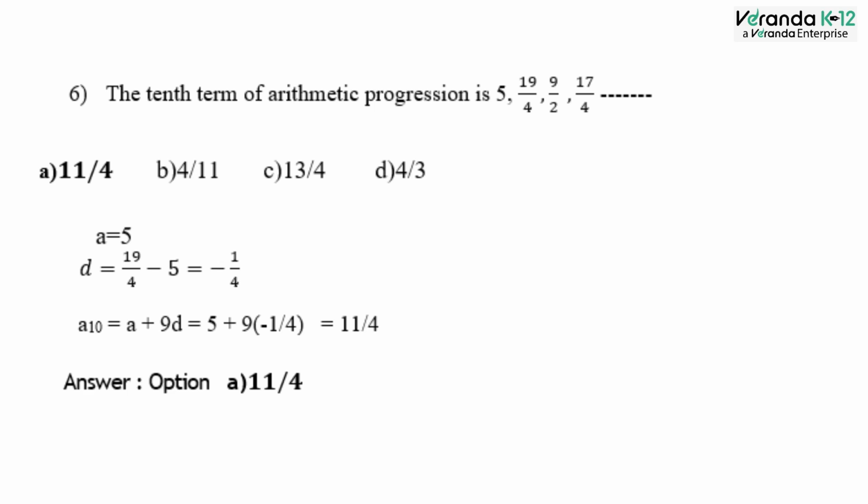Solution. 5, 19 by 4, 9 by 2, 17 by 4 is the arithmetic progression, where your a value will be 5, d is equal to a2 minus a1, which is 19 by 4 minus 5, which is minus 1 by 4. Then we need to find the 10th term, which is a10 is equal to a plus n minus 1 into d. We get a plus 9d, which is 5 plus 9 into minus 1 by 4, which is equal to 11 by 4. So the answer is option A, 11 by 4.